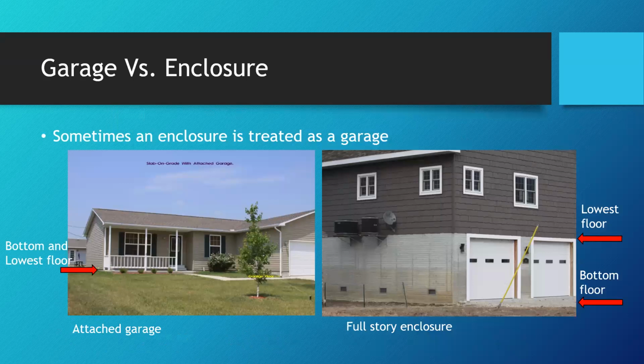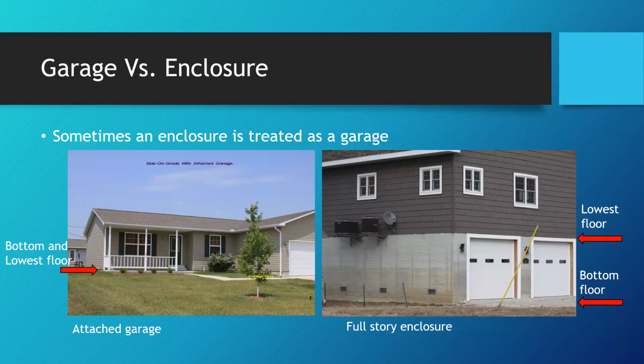I think some of the confusion comes in here because enclosures can look like and be treated like a garage. They often have garage doors on them like that. So on the left, we have the slab on grade. It's just a single story. There's only one floor, and so the one floor is the living floor. That also means it's the bottom floor. It's the lowest enclosed space. There's no crawl space, no full story enclosure, nothing.